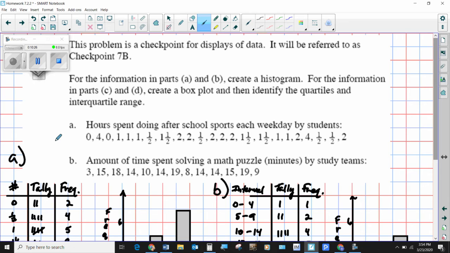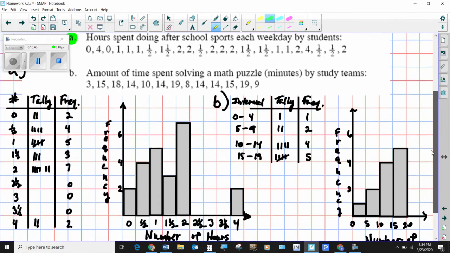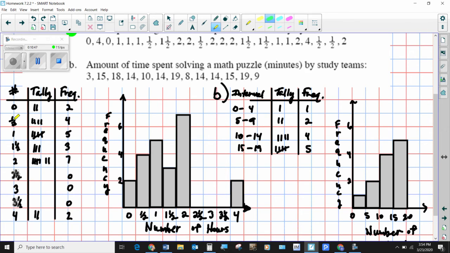All right, and then the last checkpoint problem. The first 2 problems had to do with creating histograms. So looking through problem A, I decided, since the lowest number was 0 and the highest number was 4, that I would have my intervals be by halves.